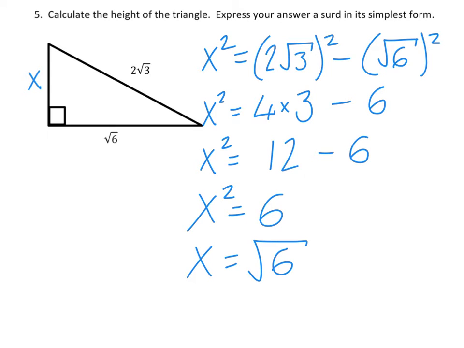Now, this is a non-calculator question. The question asks us to express your answer as a surd in its simplest form. So we have a surd. Can it be simplified? Well, no, it can't. So that means that this is in fact our final answer. The height of the triangle is root 6.